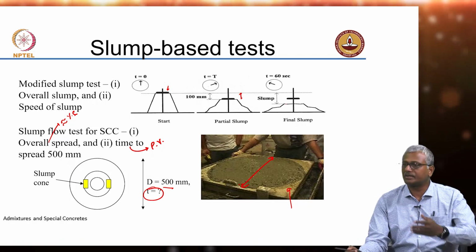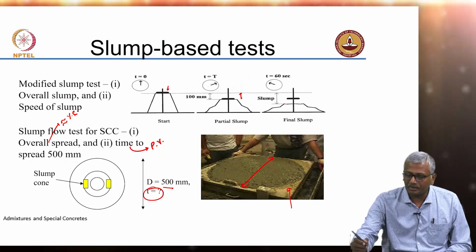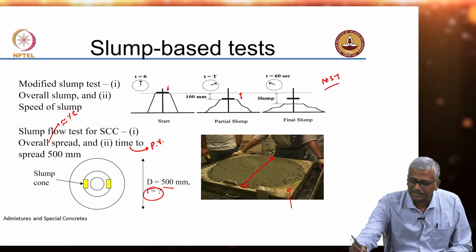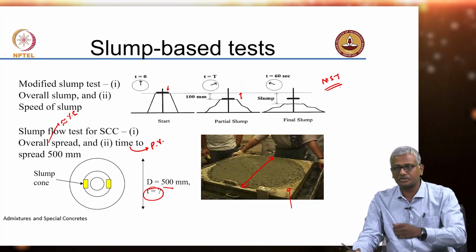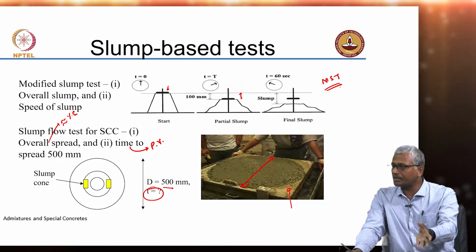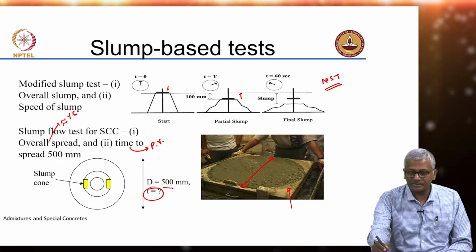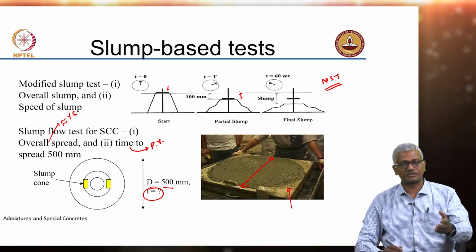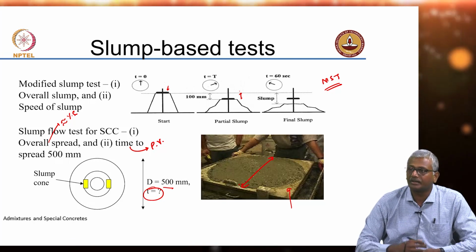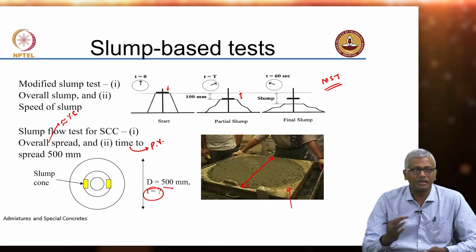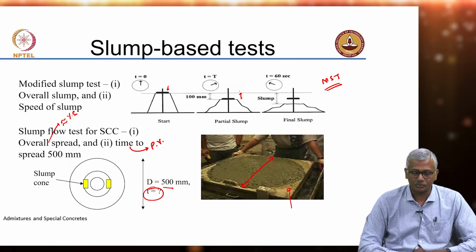One of the references I gave you for this course, from the National Institute of Standards and Technology, NIST, has fundamental studies on such concretes which have been measured using modified slump. They correlated the slump value to the yield stress, and the time for 100 mm slump to the plastic viscosity. They have done this experiment, and you can read about it in their monograph, which I referred to in the introductory segment of this course.